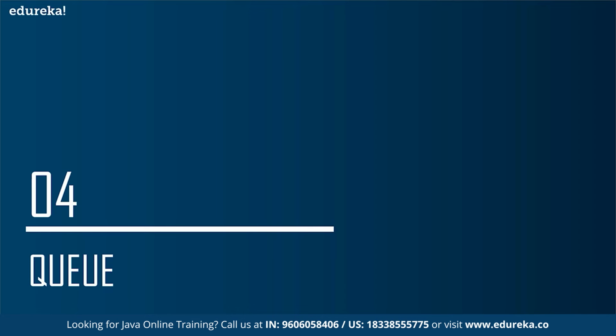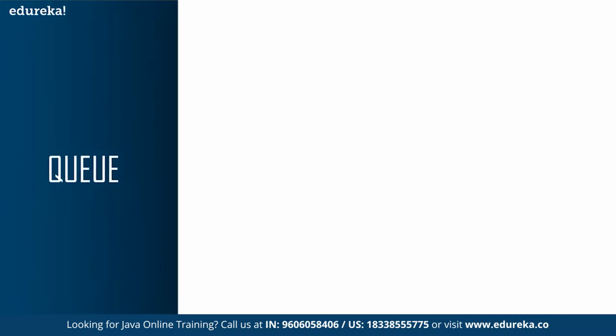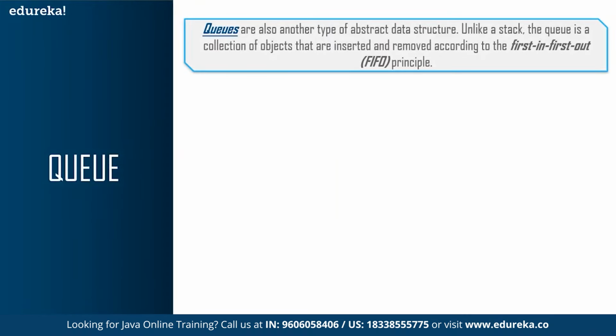Now talking about the next data structure, that is queue. Queue is also another type of abstract data structure. Unlike a stack, the queue is a collection of objects that are inserted and removed according to the first in first out principle. That is, elements can be inserted at any point of time, but only the element that has been in the queue the longest can be removed at any time.